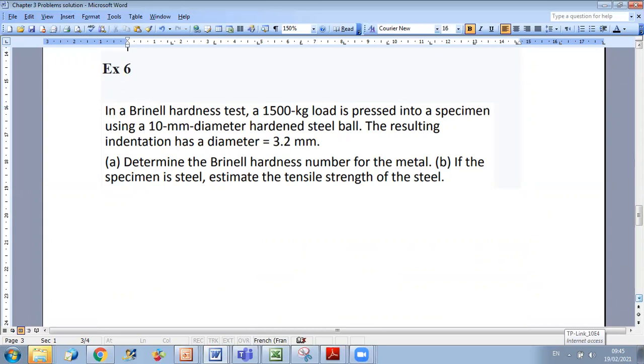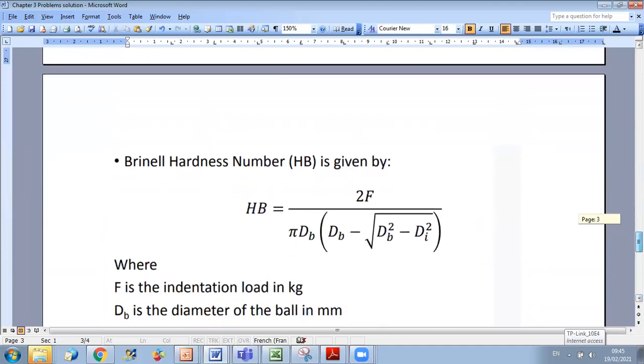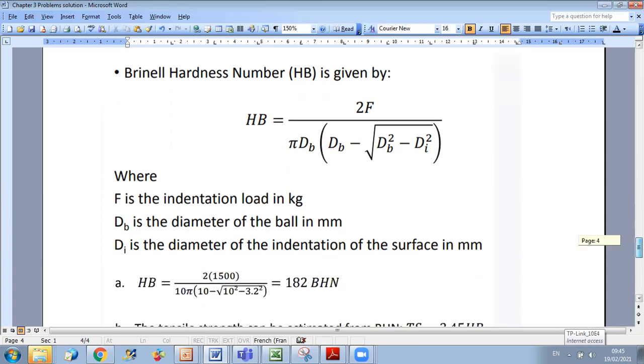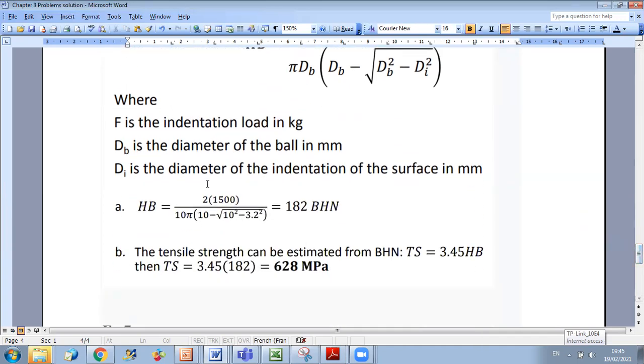So here, what we should do, we go to our formula sheet. If you remember, we said that from the formula sheet, we have a relation between the Brinell hardness, the force applied, and the diameters of indentation of the ball. And we said that all we have to do is to respect units. So we should use F in kilogram, pay attention, not in Newton, and the diameters in millimeter. So if we just replace by the corresponding values with good units, we can get the value of the Brinell hardness.